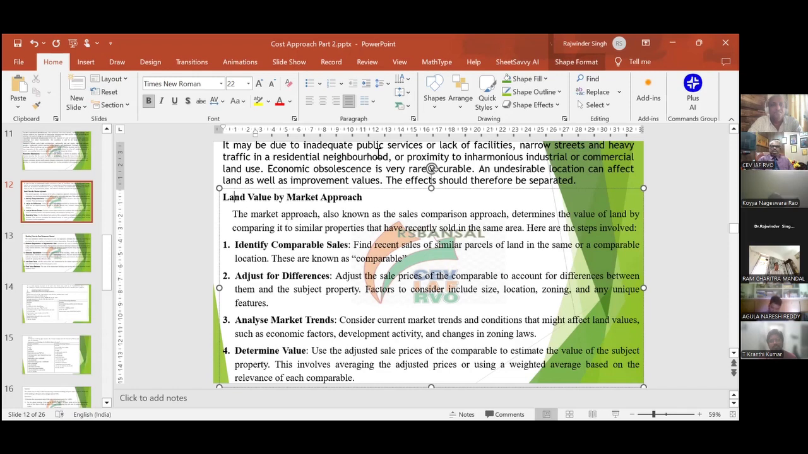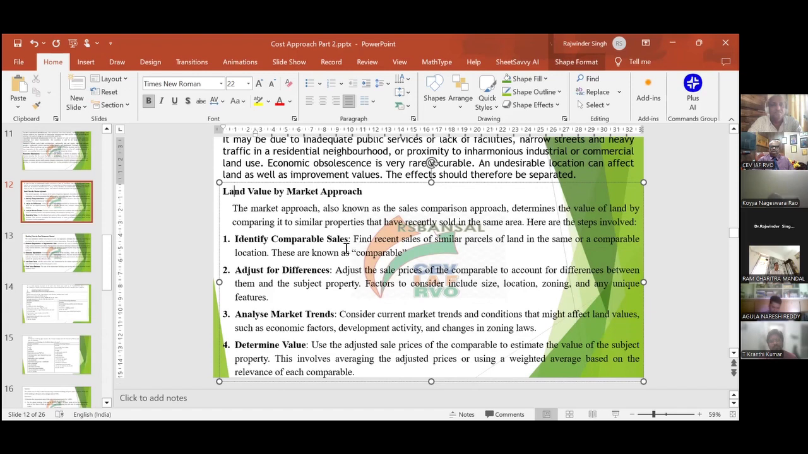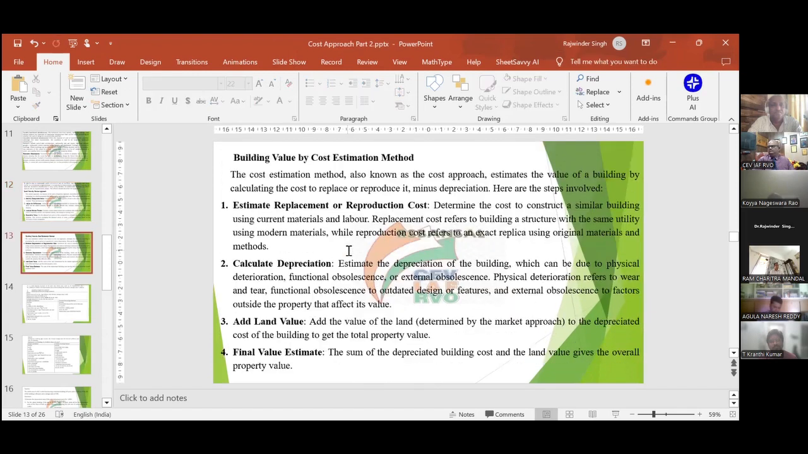And once the value of the land is known to you, then you will calculate the value of the building by cost estimation method. First of all, you will calculate the replacement cost of the new building by any of the methods of estimation we have discussed. Then we will calculate the depreciation. That depreciation will be subtracted from the replacement cost.